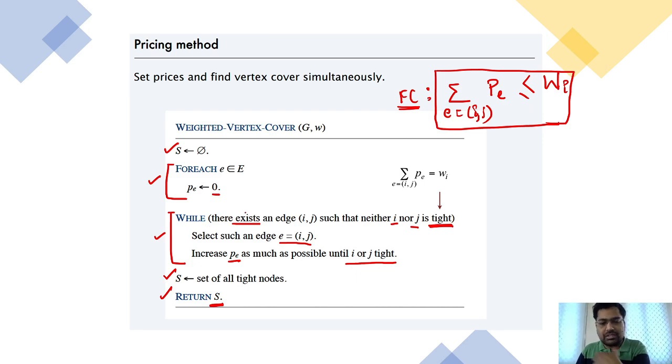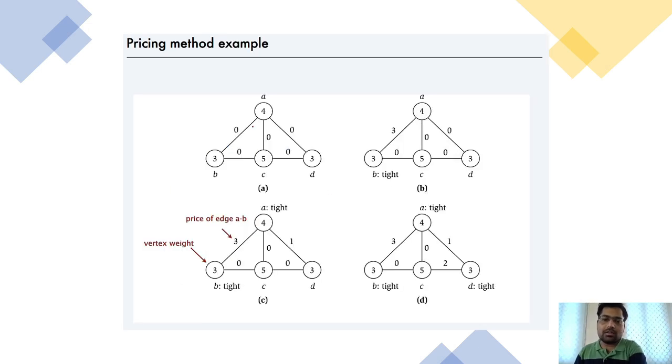Next we have to select any edge which is not yet tight. Tight means the price needs to be equivalent to any of the endpoints. If you are picking this edge, at least it should be equivalent to this, or it should be equivalent to this. Then only we can say we have stopped, or that it is tight. So as per the example, they have targeted this edge at the first stage.